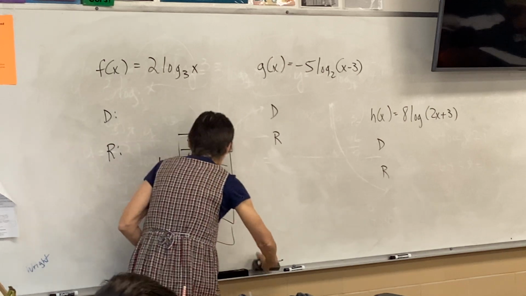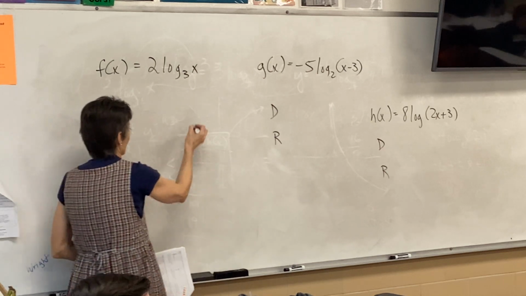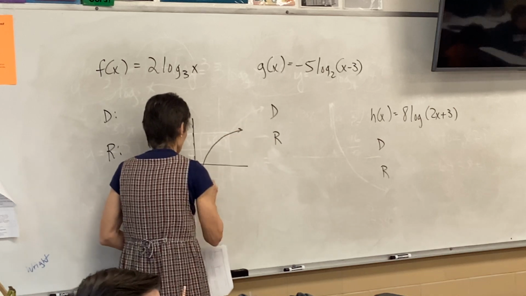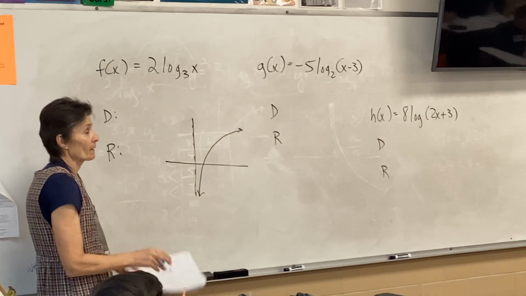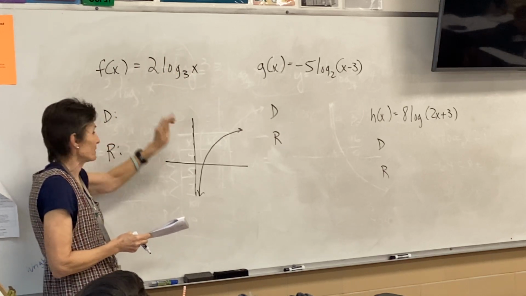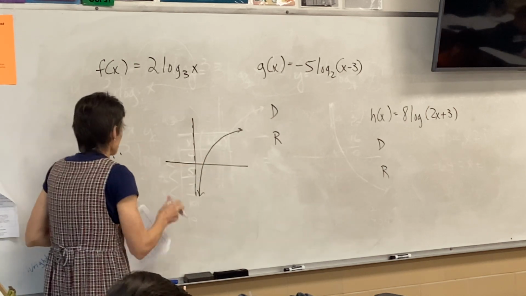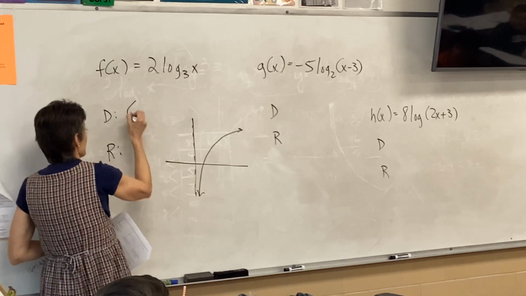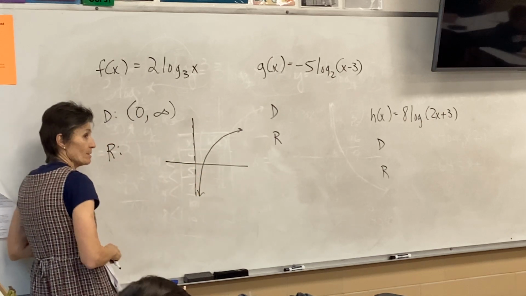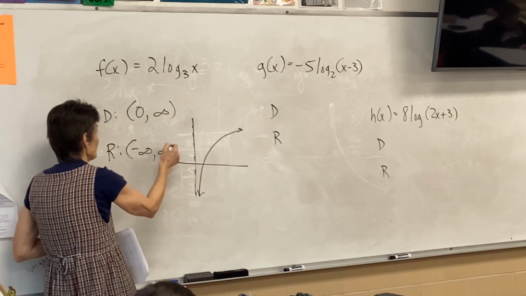All right, let's look at these domain and range things. Again, I want you to go back always to your basic logarithmic function. This equation has no adjustments to it. I mean, it's been times by 2, but that doesn't change the direction or anything in the picture. So, what's our domain? 0 to infinity, and that is open because there's an asymptote at 0. What's the range? Negative infinity to infinity.